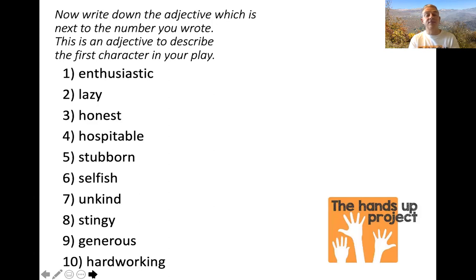So if you wrote down number 3, the first character in your play is going to behave in a very honest way. If you wrote down number 6, the first character in your play is going to behave in a very selfish way. Okay, excellent.